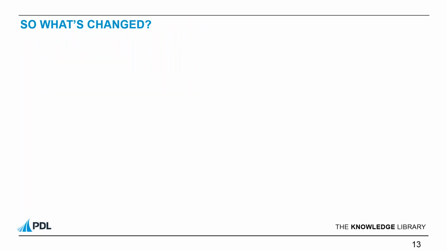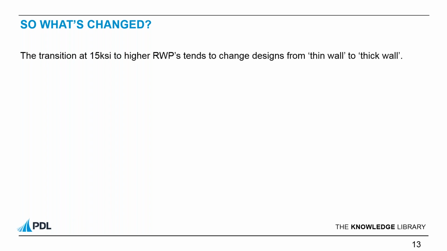Okay, so what's changed? Why do we need to change the assessment methodology as we increase in pressure? Well, geometrically speaking, the transition at 15 KSI to higher rated working pressures tends to change designs from thin wall to thick wall. Typically our flow requirements dictate the bore size of our structure, so to resist the increase in pressure, we can do little but thicken up the wall.